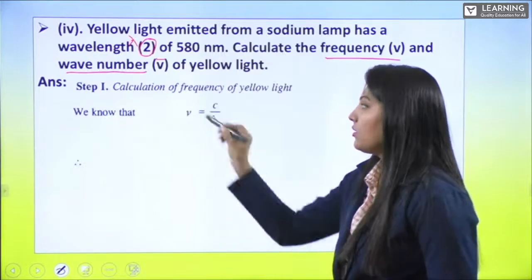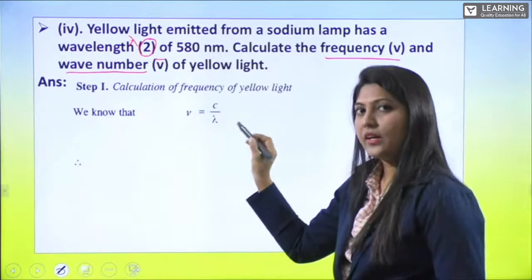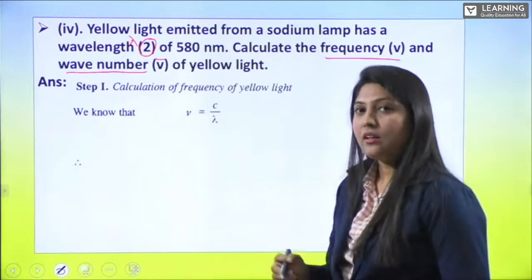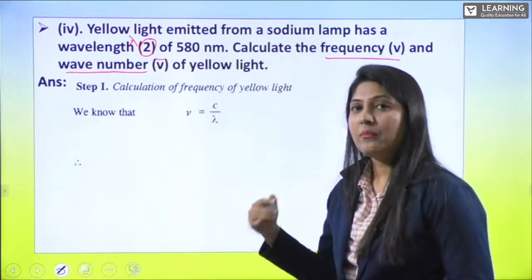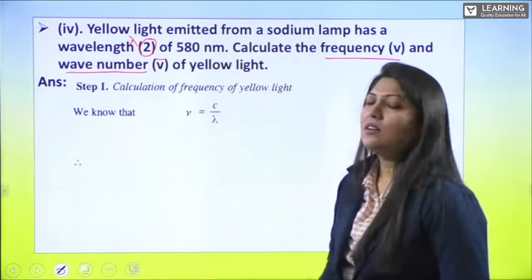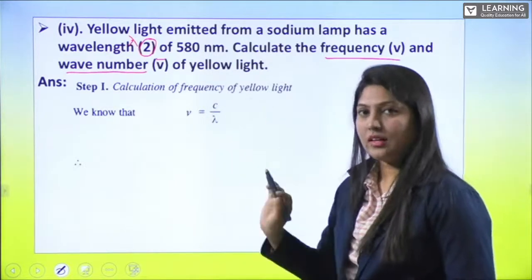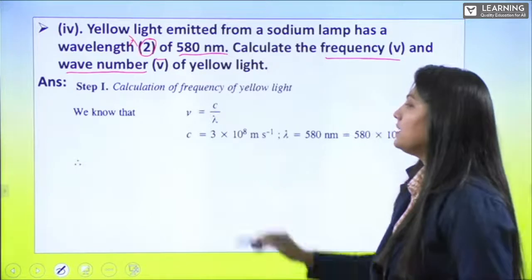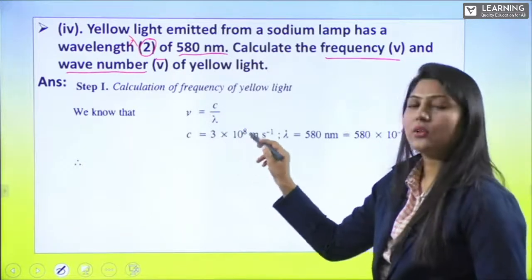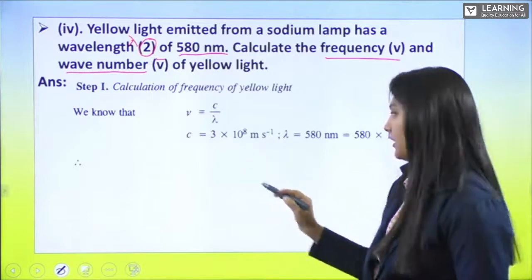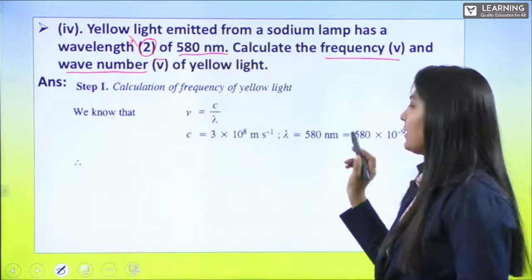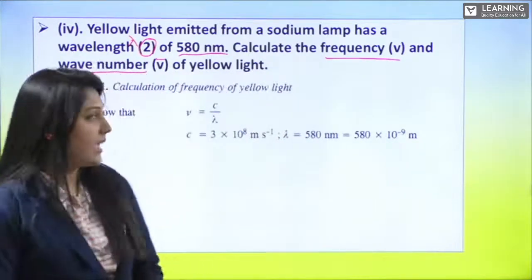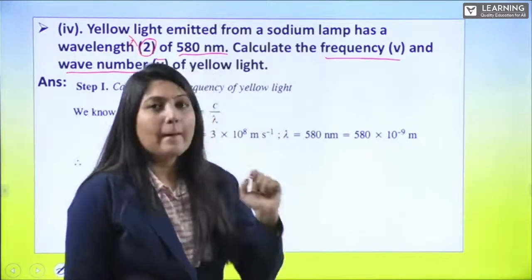What do we know here? Mu is equal to C by lambda. We have this formula, right? So by using this formula, we can find out mu. What is the C here? C is the speed of light. Lambda is the wavelength of the given light or radiation. What they have given? 580 nanometer. So as you see here, C is equal to 3 into 10 raised to 8 meter per second. That is constant. And lambda, what they have given? 580 nanometer. And you can take nanometer as 10 raised to minus 9 because we know that we need to take it in meters.